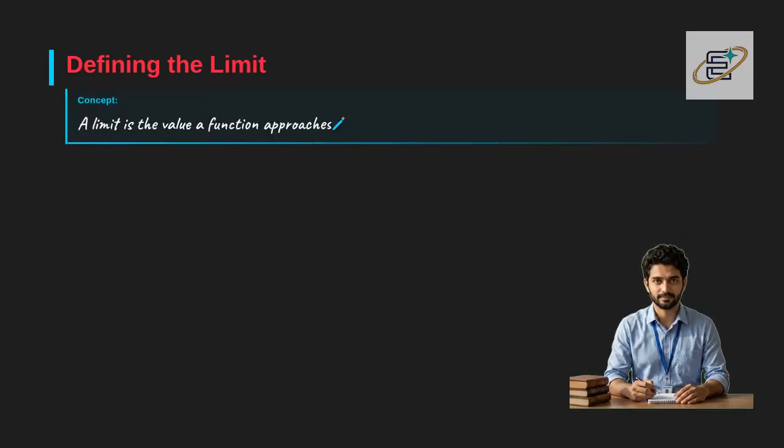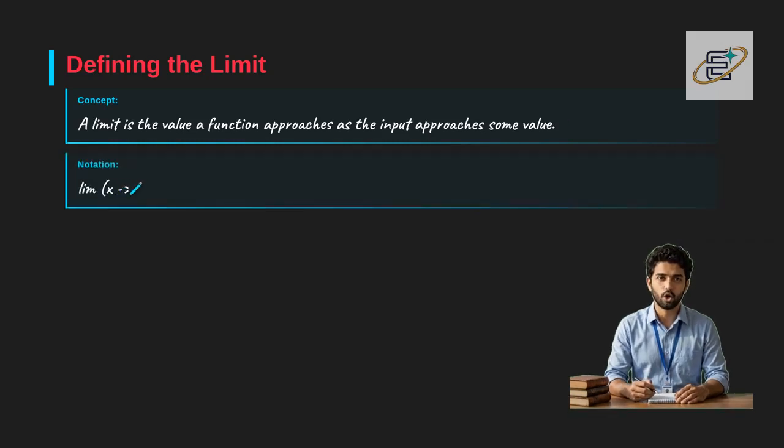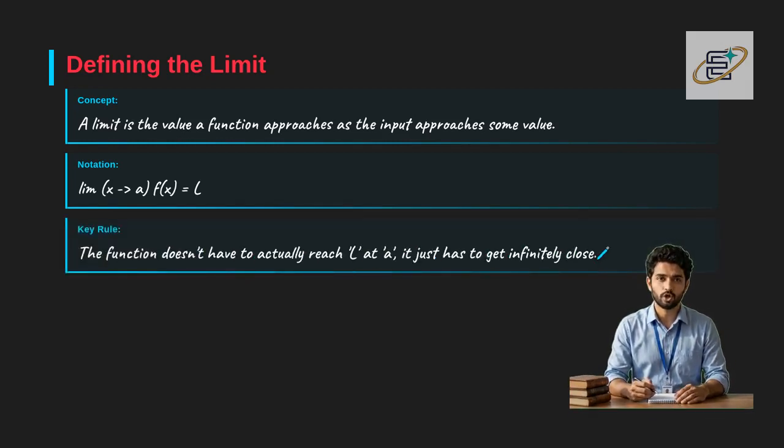The formal concept is that a limit is the specific value a function approaches as the input, usually called x, approaches some target value. It is all about the journey, not necessarily the destination. We write this using a specific notation, lim, as x approaches a of f of x equals L. When you see this on your exam, you read it as the limit of f of x as x approaches a is L.